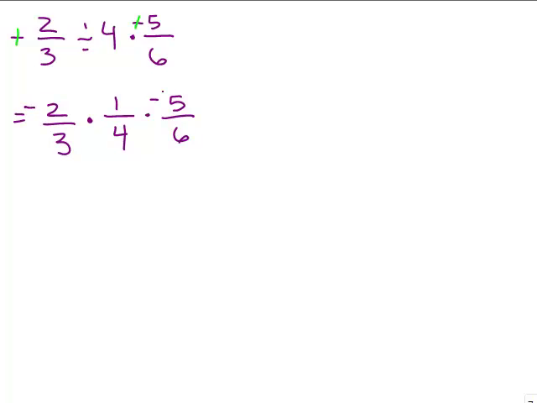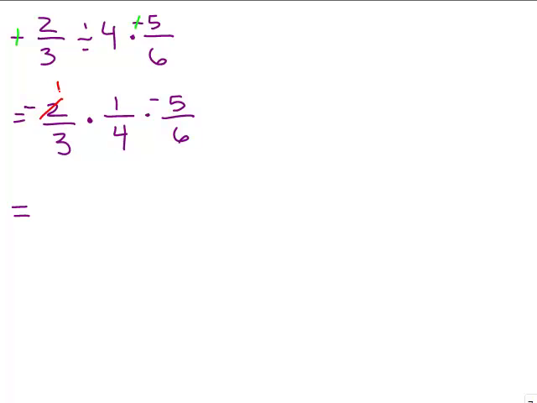Now let's see, does anything cancel? I have all multiplication now, so now I could just see if anything cancels. And I could cancel the 2 with the 4 or the 2 with the 6. So let's see, how about I do the 2 with the 4? And I have a 2 here.